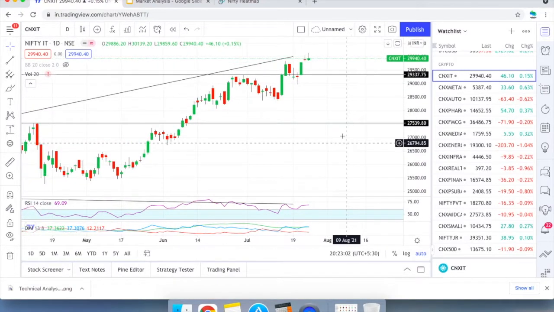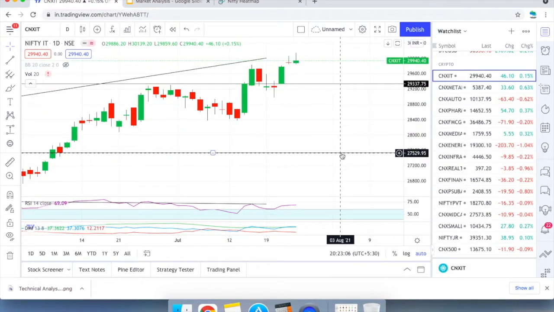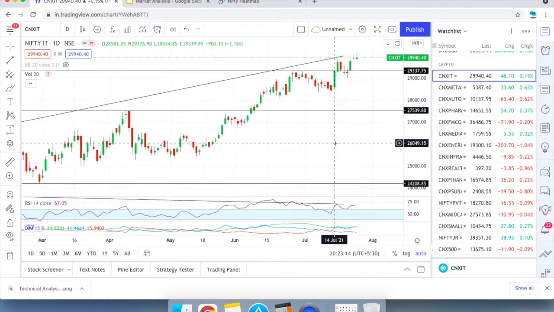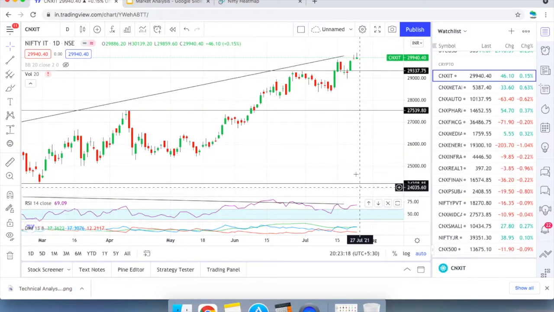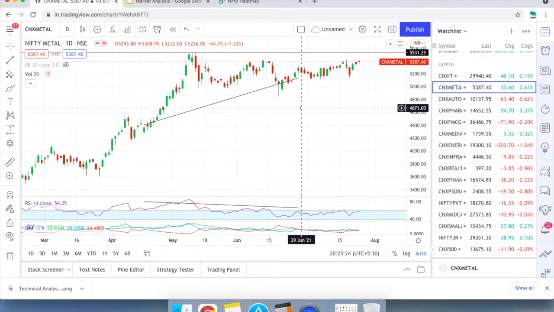So today's price action, if we see, it is an inverted hammer. Inverted hammer could be an indication of a trend reversal, right? So you have to trade with caution, although we can clearly see that there is enough bullishness in the IT sector overall, but it has to be traded with caution.